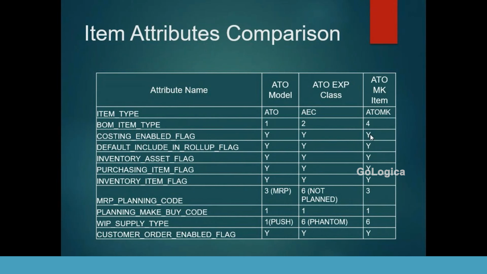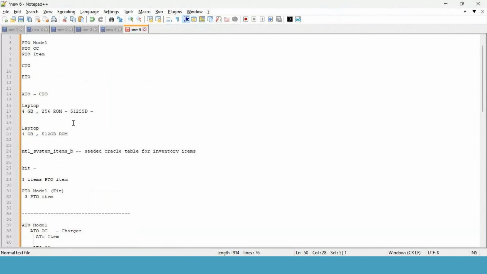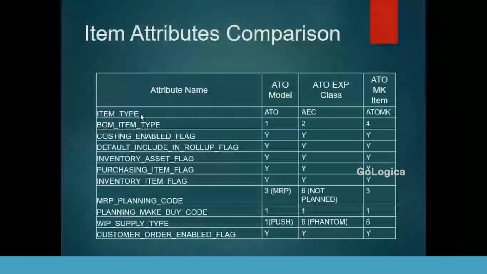If I go and query the MTL system items B table where BOM item type is equal to one, those are all the models. Suppose the laptop is a model; you query MTL_SYSTEM_ITEMS_B where segment1 is the item name, the laptop. All these model attributes will show up there. What's the item type? It's ATO. What's the BOM item type? It's one. Costing enabled flag is set as yes. These attributes you will be able to see there.